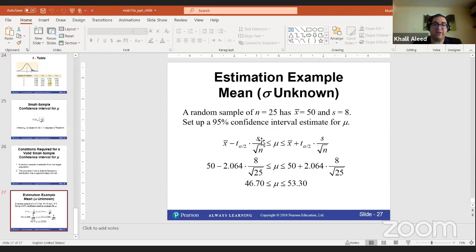Then the standard deviation of the sample, I have it, 8, and the square root of the sample size, which is 25. So this is the lower limit. This is the upper limit. Doing the math, I can say with 95% confidence that the population mean falls between 46.7 and 53.3.